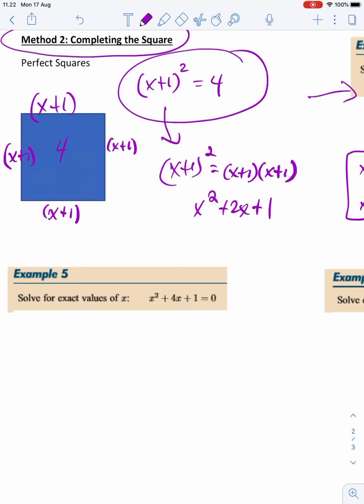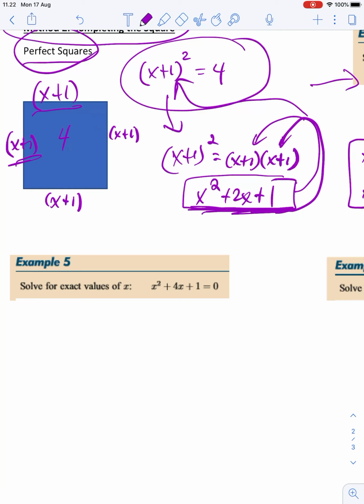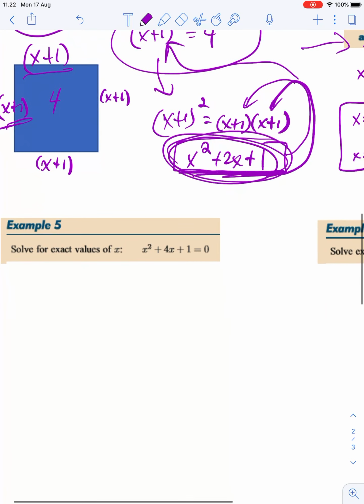Now, at this point in your mathematical career, you should be able to identify that this is what we call a perfect square. A perfect square because the two factors of this are the same, and so that represents the sides of a square. Anyways, we want to go from here to there, so we have to make a square. We have to complete the square, it's the technical terminology. So let's go down here to example 5.